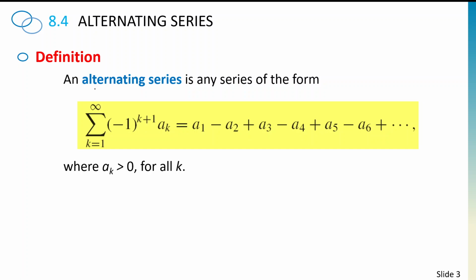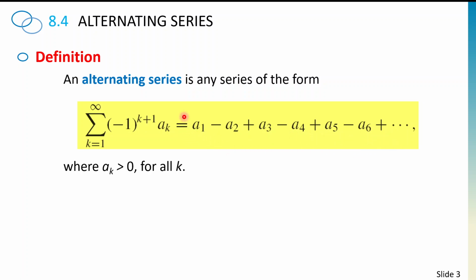Firstly, alternating means it's changing the sign between positive and negative. The part of the series that controls the alternating part is negative 1 to the power of k plus 1, where k starts from 1. So if you try 1, then the first term is positive, then negative, positive, negative. So it keeps alternating, okay?